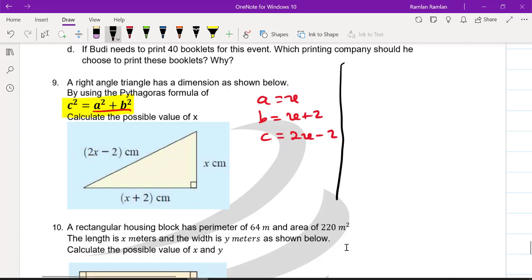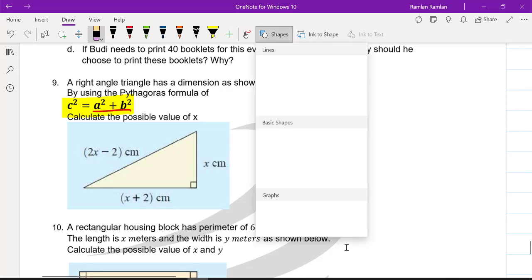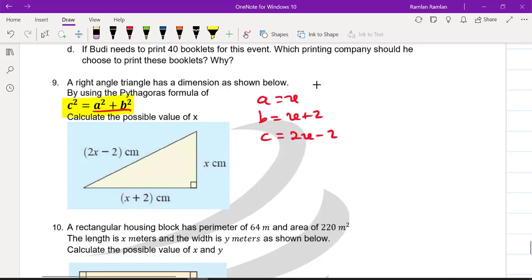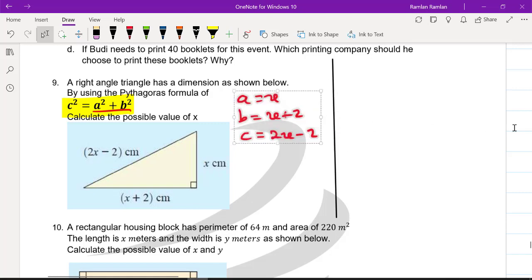I'm going to write down the formula first, guys. Sorry, it's lagging. Let me move that a little bit to the right side. Okay, now I'm going to write down the formula first, which is c squared equals a squared plus b squared. I'm going to change the c to 2x minus 2. So don't forget the bracket. That'll be 2x minus 2 squared.